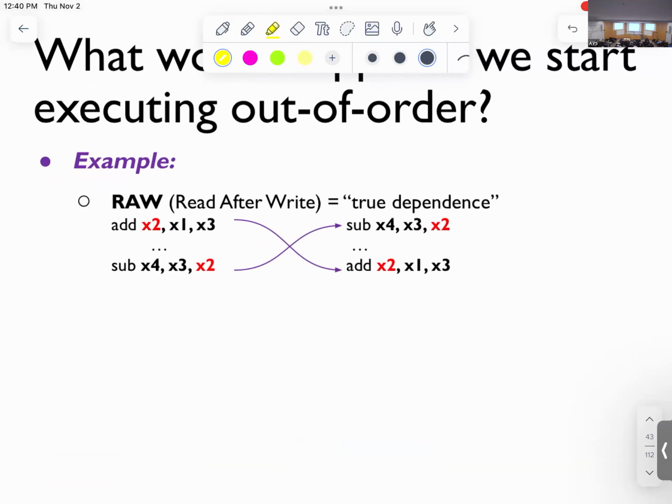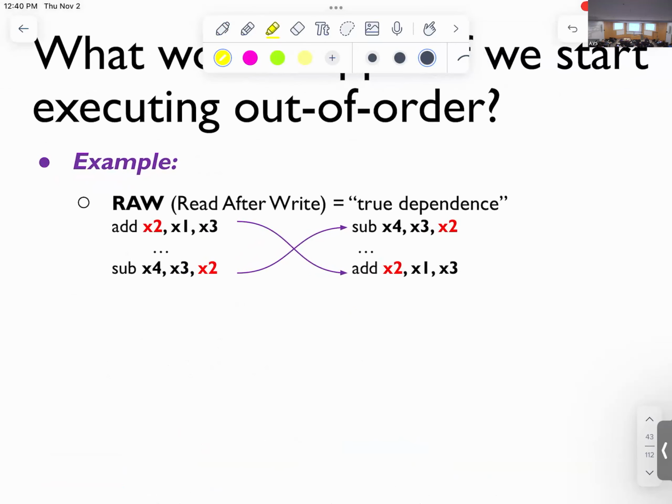Okay, so think about the old RAW data hazard. RAW data hazard was the scenario where we read after write. For example, we had add x2, x1, x3, and then one or two cycles after we have another instruction, which is sub, which is using that value. This was a problem that we had in our pipelined processors. It's a problem that we're going to have in any sort of pipelined processor. How did we fix this? We fixed this with forwarding, right?